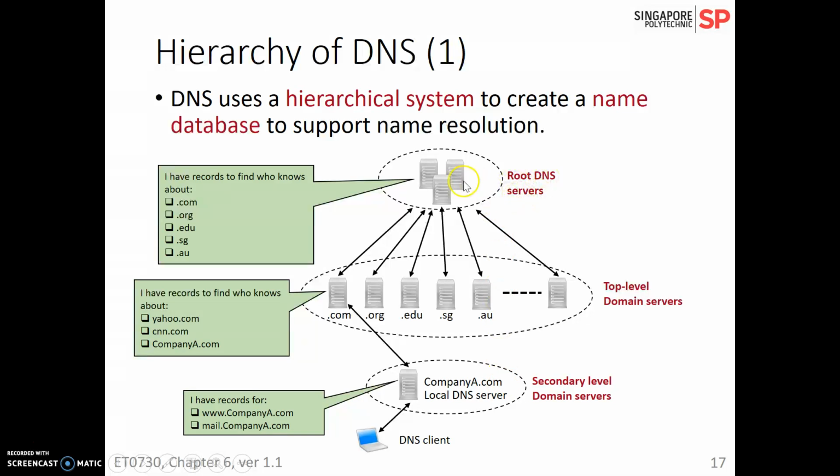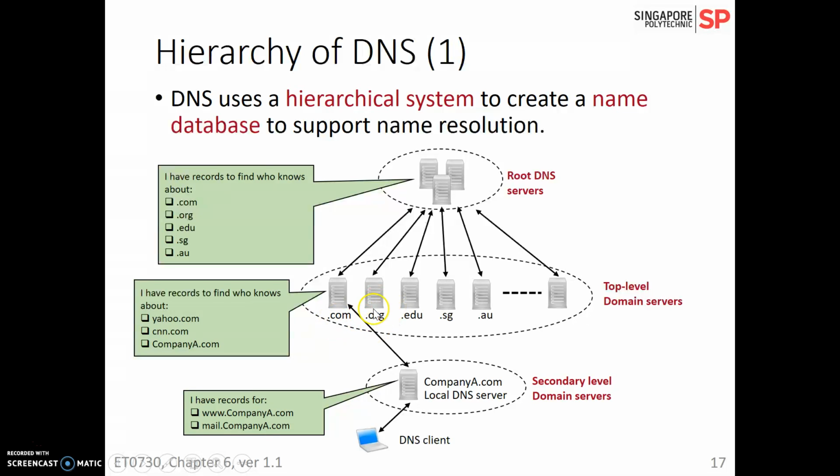The root DNS server will contain the records of the .com, .org, .edu, .sg, and so on, the top level domains. So it will know where to find all the top level domain servers. These are the top level domain servers, and inside the top level domain server, you contain all the records for the secondary levels. It means they know where to find yahoo.com, cn.com, company.com inside the .com top level domain.